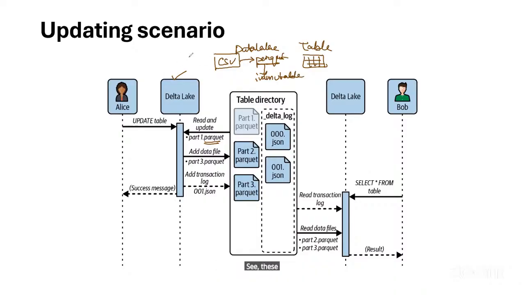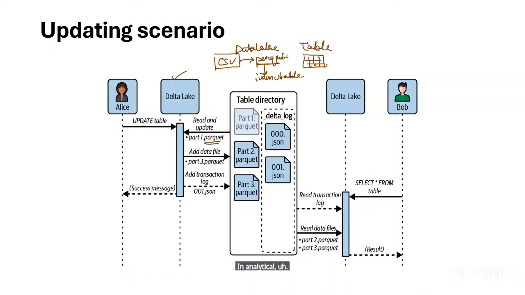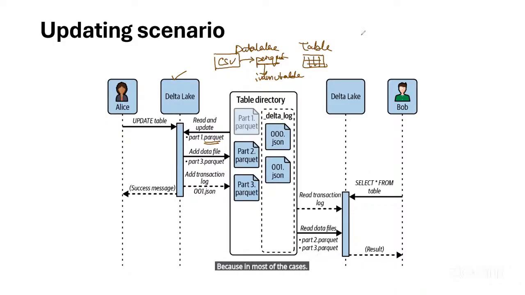See, these are all for analytical purposes, not for transactional purposes like our databases. In analytical storages like data lakes and data warehouses, read and write operations will happen, but update operations happen very rarely, because in most cases, if you are collecting data for data analysis, the events have already happened or they come in real time, like sales data, orders placed, census records, IoT data. There won't be any changes or updates.